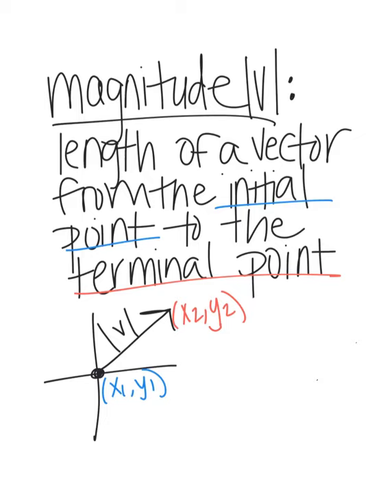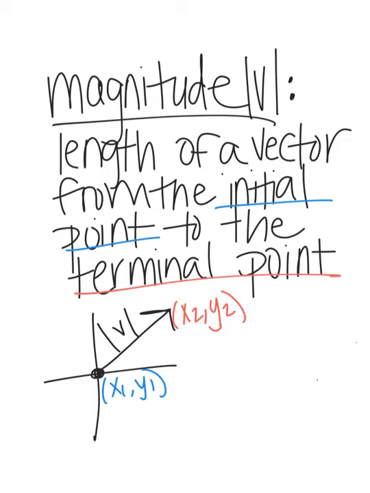This week's lesson is about the magnitude of a vector. The magnitude of a vector, which is notated by the absolute value of v, is the length of a vector from the initial point to the terminal point. So if I have this vector v, it's in absolute value because when we talk about length or distance, it always has to be positive.